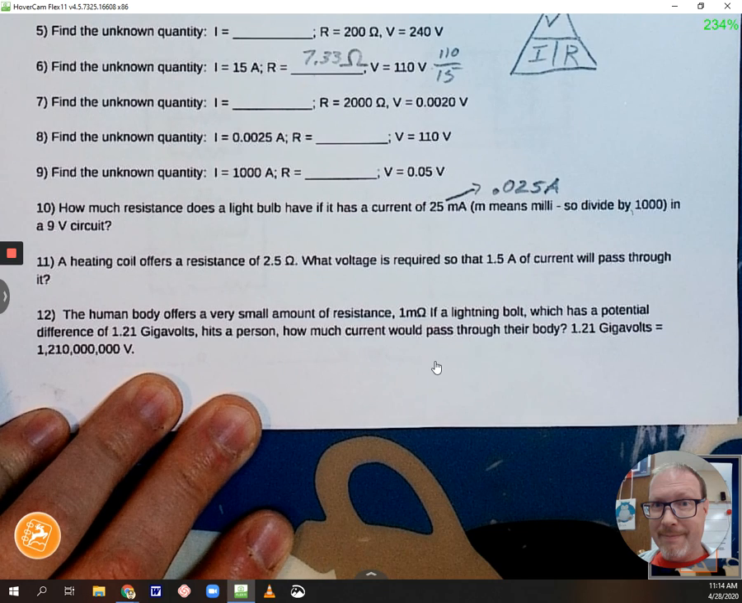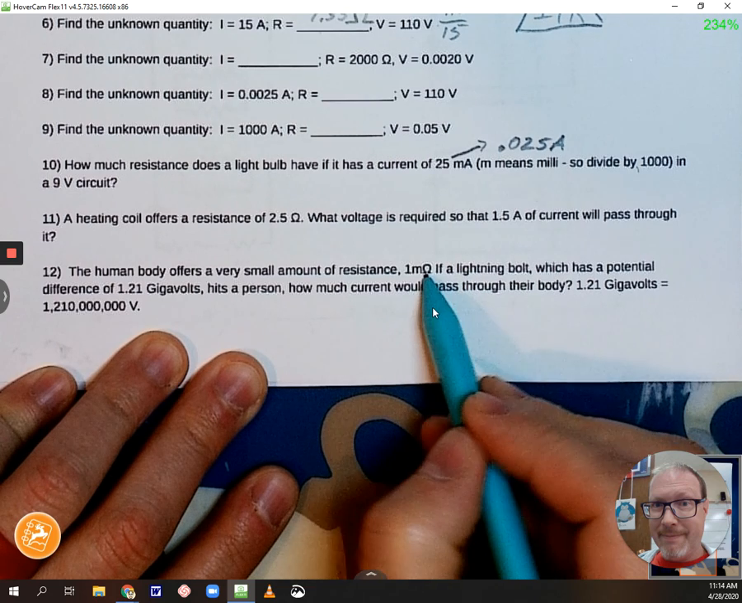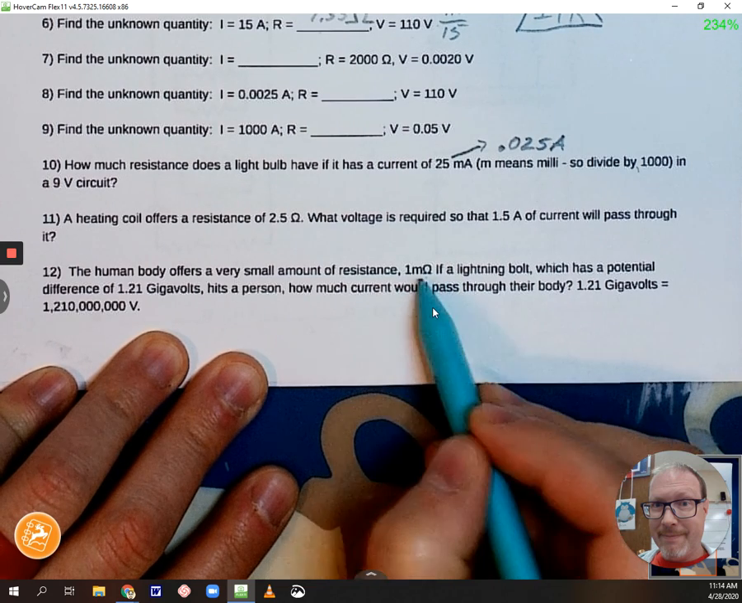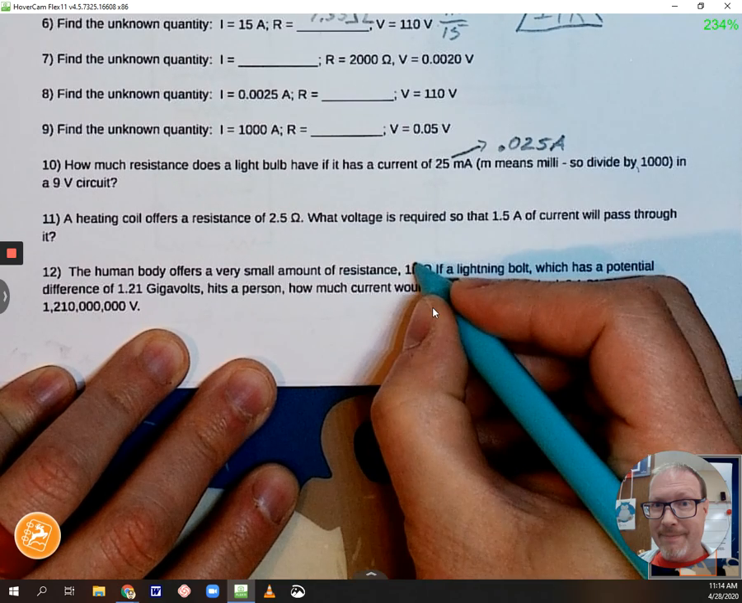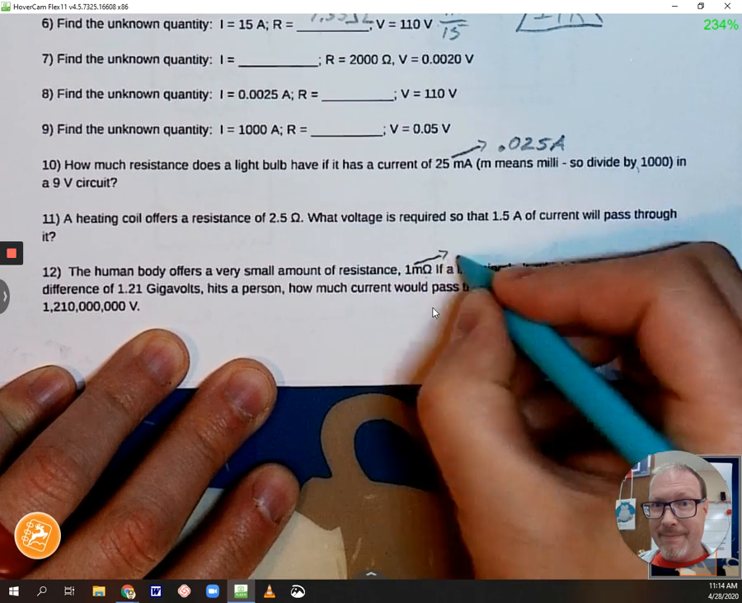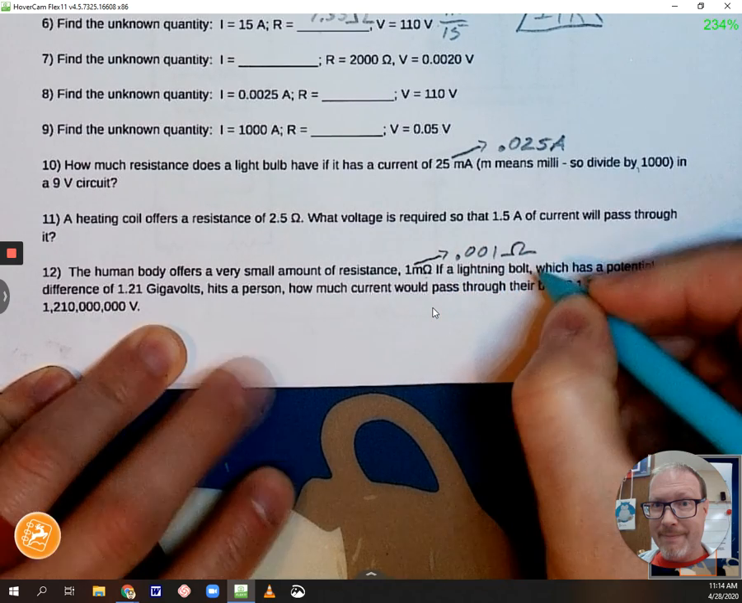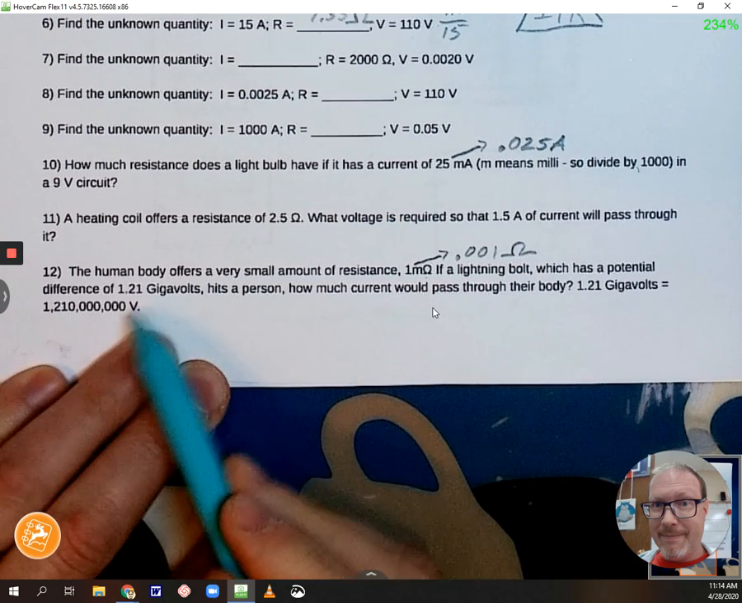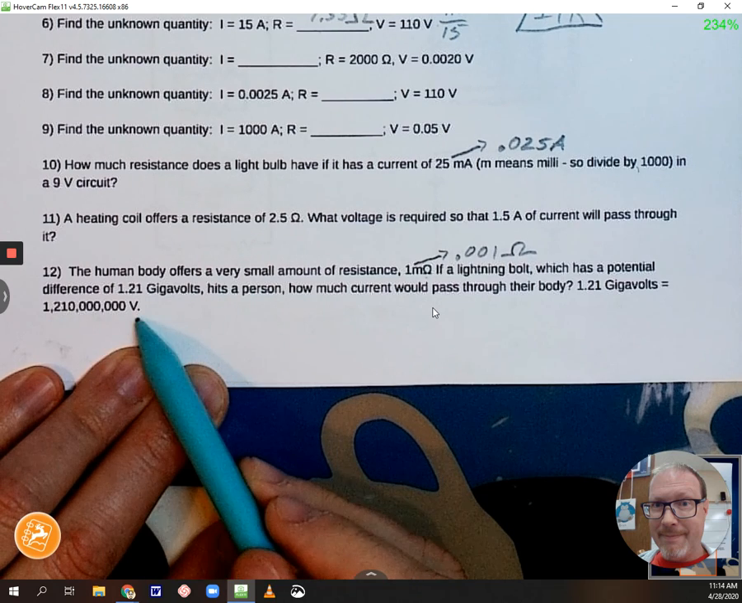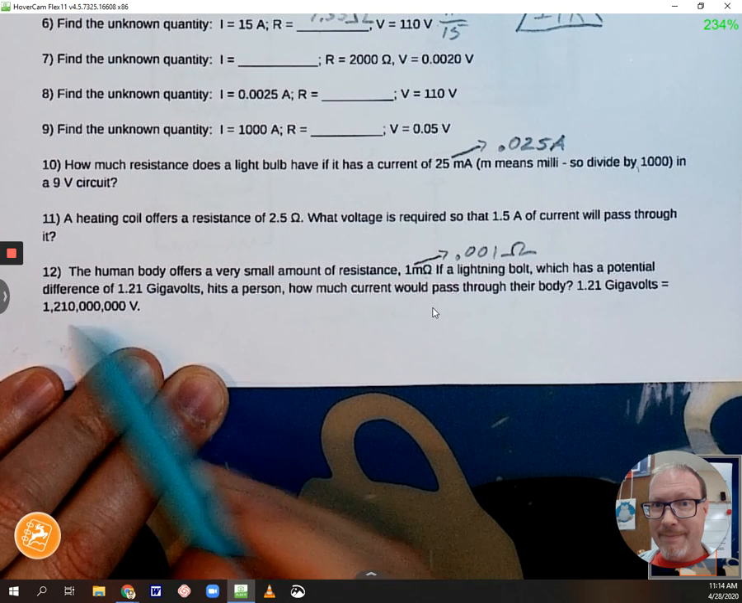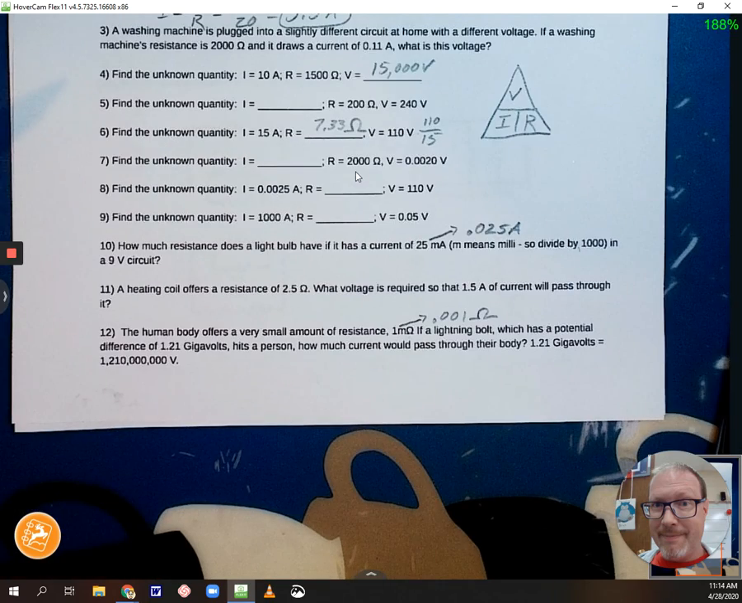Down here on number 12, they give us milliohms of resistance. They say that the human body only has 1 milliohm of resistance. So since milli still means 1/1000th, we're going to take 1 divided by 1,000, and it's going to be 0.001 ohm. Okay. It also gives you 1.21 gigavolts, but it goes ahead and converts that for you into, good grief, a whole lot of volts. So that's page 1. Page 1 is relatively simple.